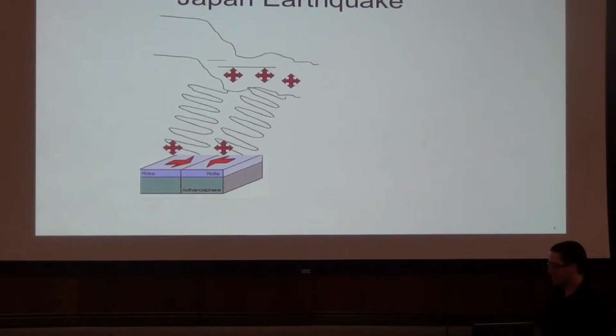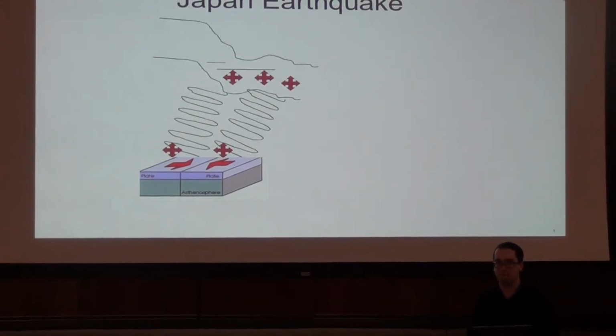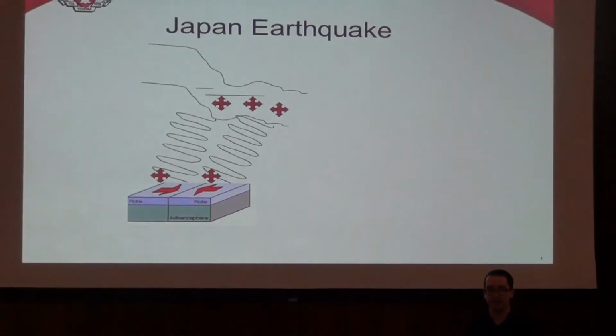So what's happening is what you'll see, that when the plates move, the electrons go to the ionosphere and they go together.